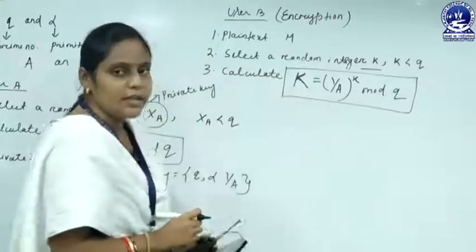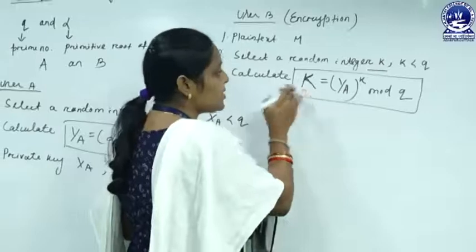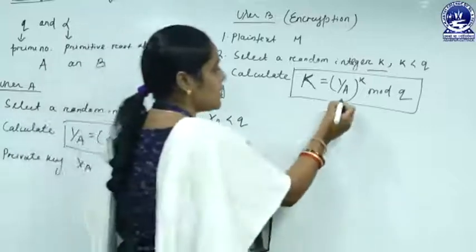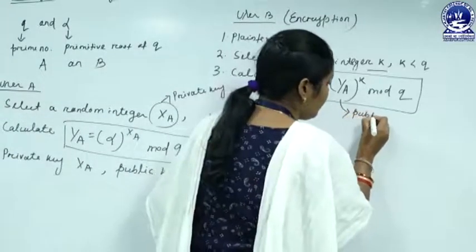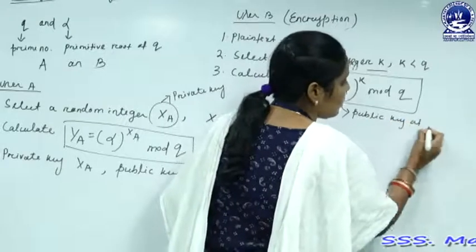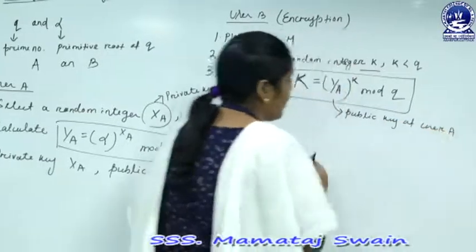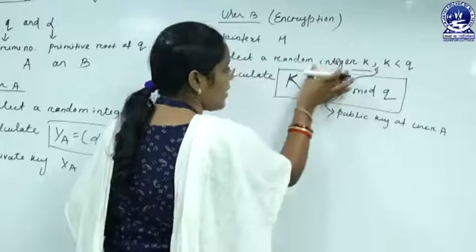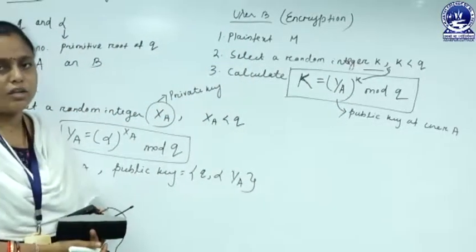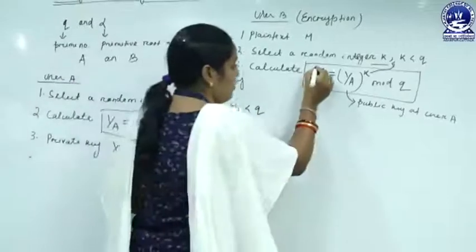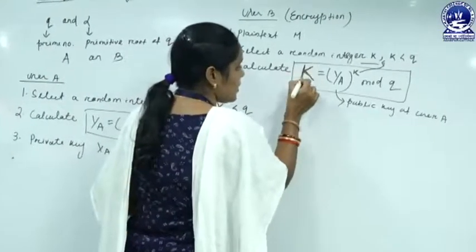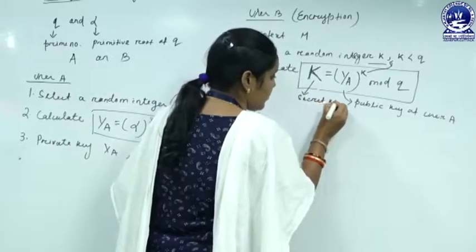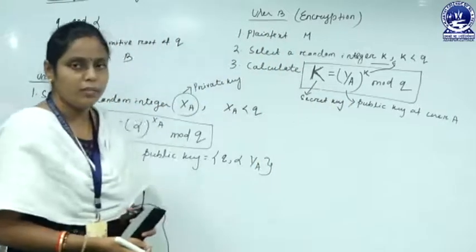Now look at this secret key. For generating this secret key, user B uses the public key of user A. Here ya is the public key of user A, and k is the random integer selected by user B. This capital K is the secret key generated by user B.